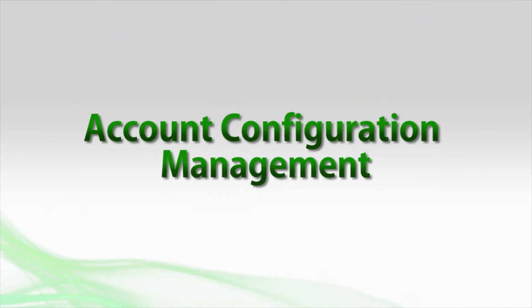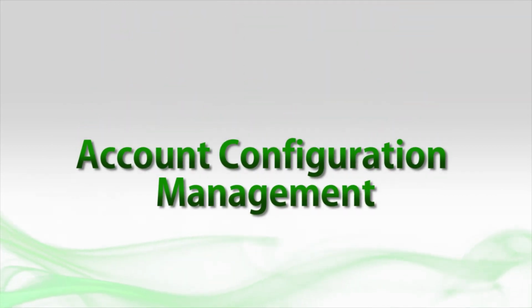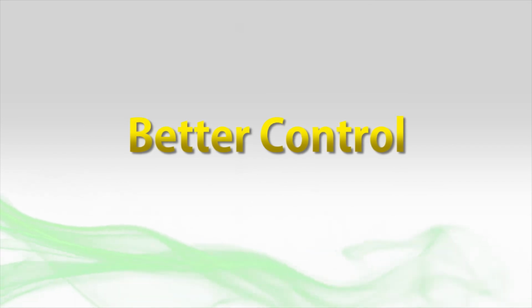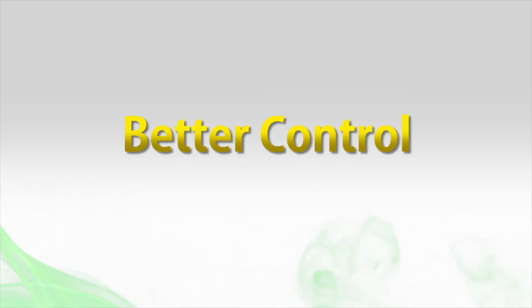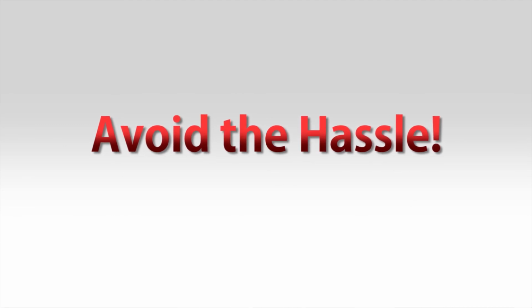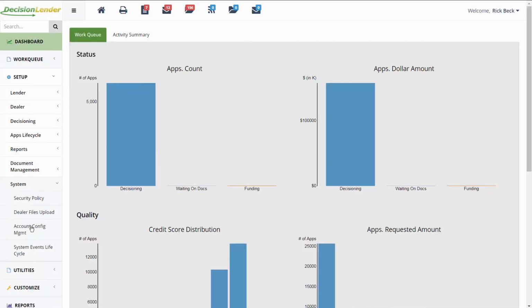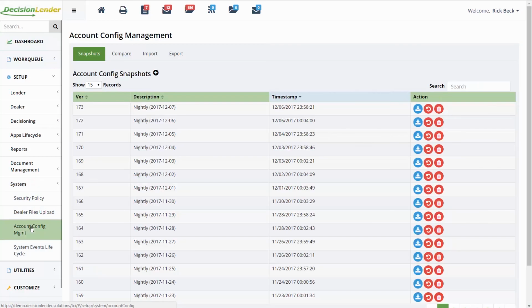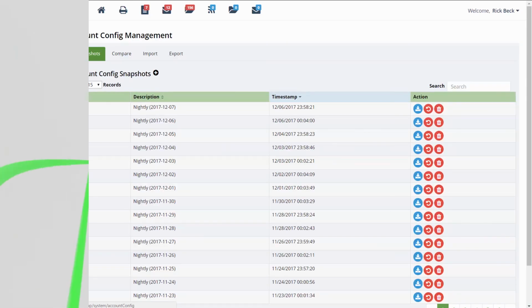Account Configuration Management provides capabilities for enabling better control over the configuration of a lender's DecisionLender 4 account. Avoid the hassle of memorizing changes and leaving your production site open to human error. Make updates quickly and efficiently with DecisionLender's migration tool.